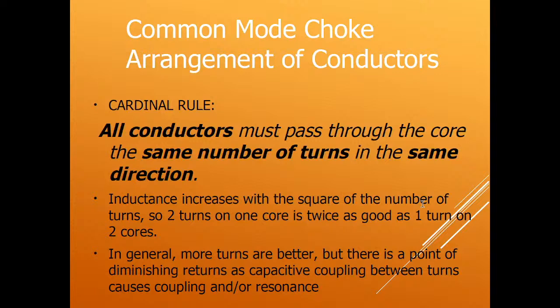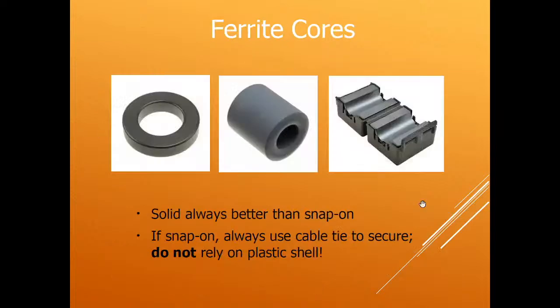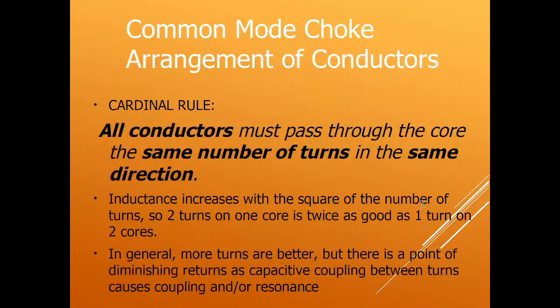Another thing to remember is that the inductance increases with the square of the number of turns. So 2 turns on one core is twice as good as 1 turn on 2 cores. Or 2 turns on 1 core is 4 times better than 1 turn on 1 core. So you always want to try to get multiple turns on it. And so this is another reason why you might want to use one of the bigger cores that has a nice big hole. You could probably get 8 turns of RG58 on this core, but you'd probably be lucky to get 2 on this one. So that's why the larger cores are sometimes better.